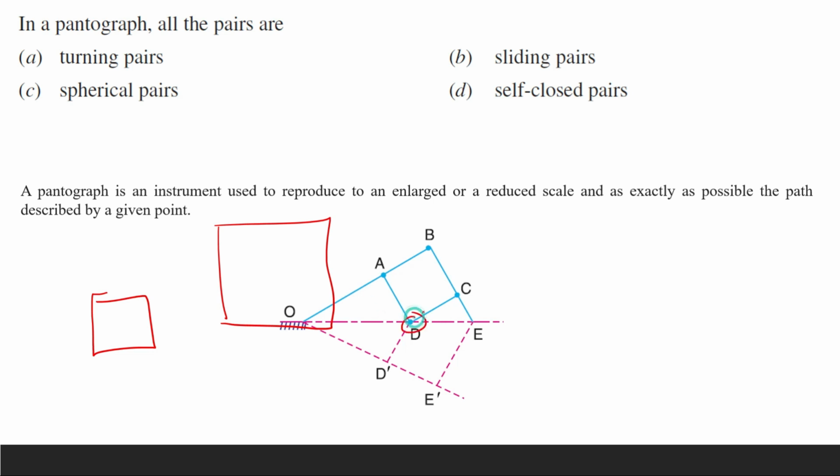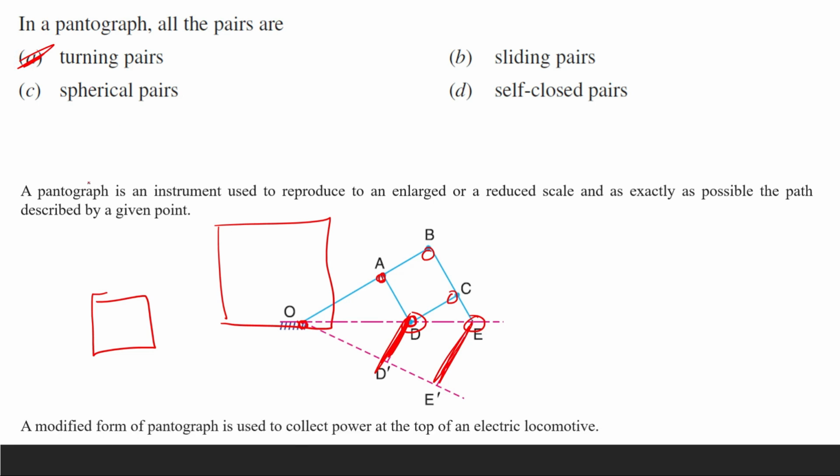So one pencil is connected here, one pencil is connected here. So here you can see this is the enlarged image, a small line and a large line. In the pantograph all the pairs are turning pairs. One turning pair is there, one is there, one is this, one is this, one is this, and this. So all pairs are turning pairs. So option number A.